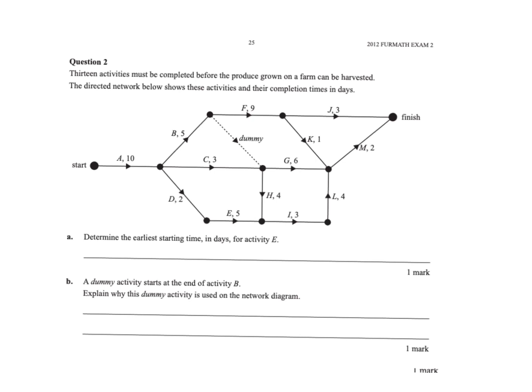Okay, question 2. 13 activities must be completed before the produce grown on the farm can be harvested. The directed network below shows these activities and their completion times in days. Determine the earliest starting time in days for activity E. So we obviously are going to do forward and backward tracking, and hopefully you can see E is here. To do the earliest starting time, that's just forward tracking.